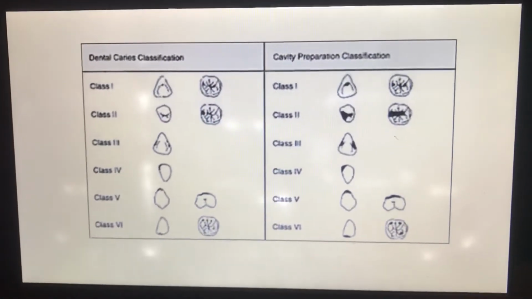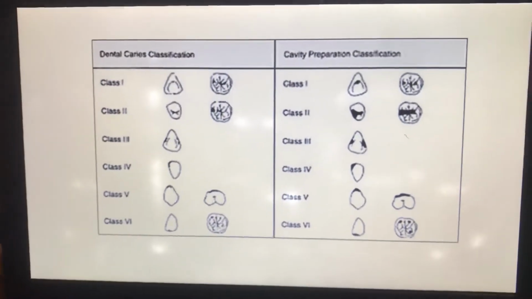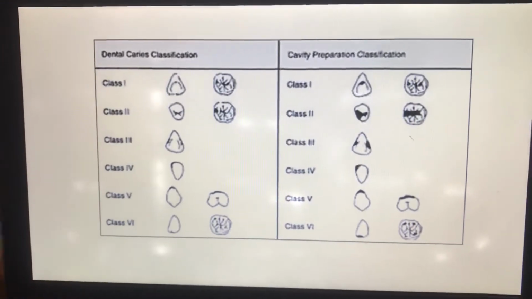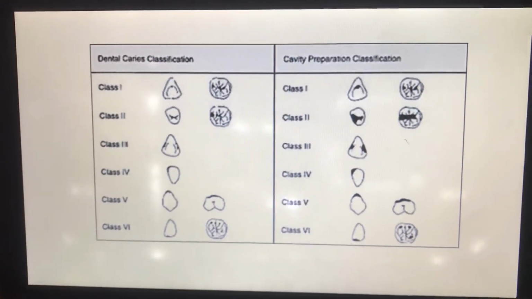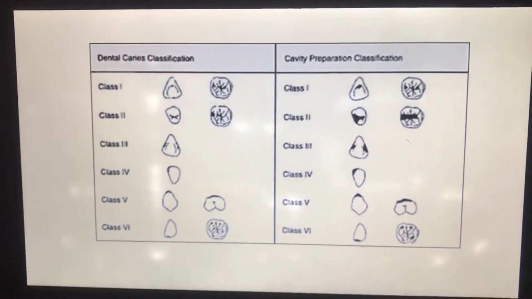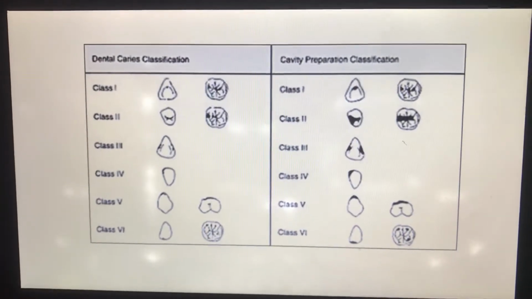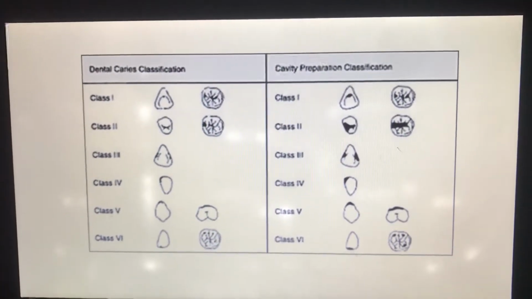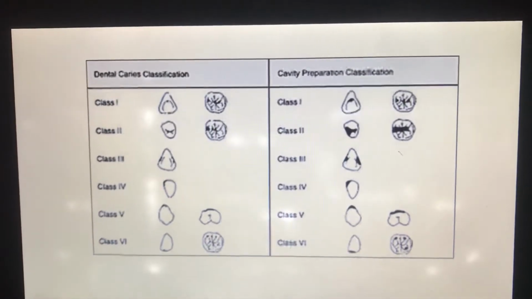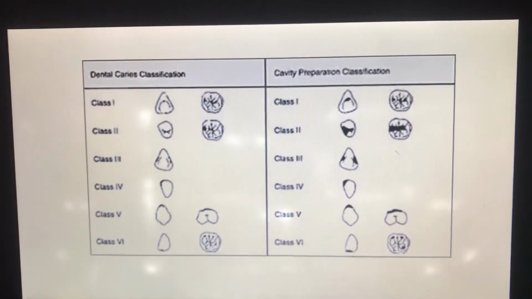For class 3, composite for the aesthetic appearance. For class 4, composite for the aesthetic appearance. If decay is extensive, maybe a porcelain crown will be used. For class 5, silver amalgam or composite resin for anterior teeth. And class 6 would use a composite resin.